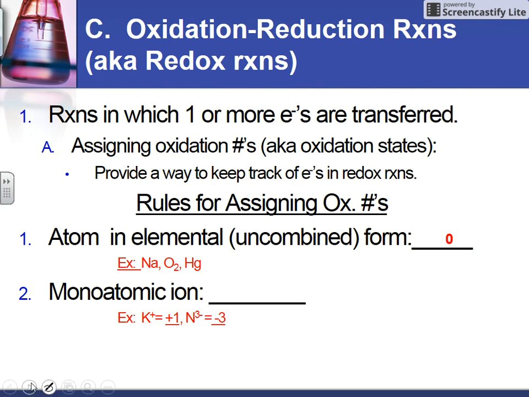If you have a monatomic ion, like in the net ionic equations we've been looking at, the oxidation number of the monatomic ion is equal to the charge of the ion. So here you see the potassium ion. You would assign that, if you saw it in a net ionic equation, as a +1. The nitride ion would have an oxidation number of -3.